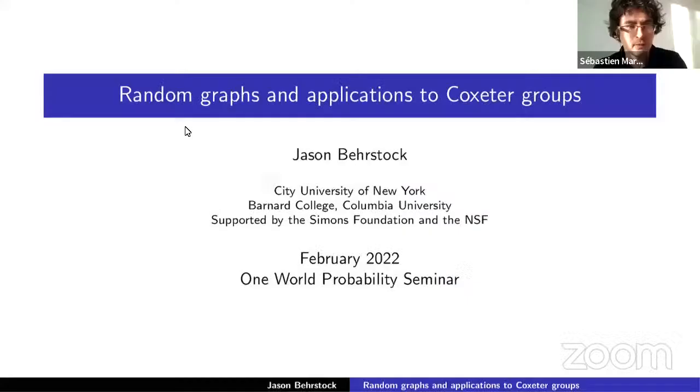Good. So for this second talk today, we have the pleasure to have Jason Behrstock from City University of New York, who will give a talk about random graphs, so around Erdős-Rényi type of random graphs, if I understood correctly, and the applications to Coxeter groups. So we are listening to you.